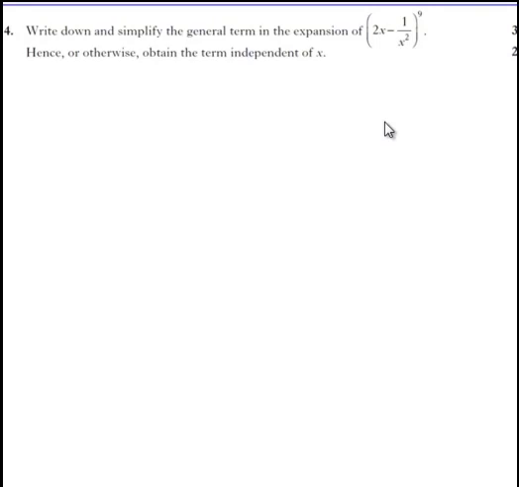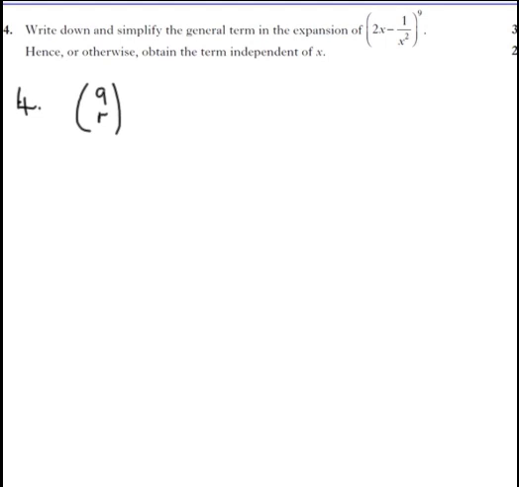First of all, we're asked to write down and simplify the general term in the expansion of (2x minus 1 over x squared) to the power of 9. So this is the general term in the binomial theorem. Because it's to the power of 9, it's 9 choose r, times the first thing in the brackets, 2x, to the 9 minus r, times the second thing in the brackets, minus 1 over x squared, to the r.